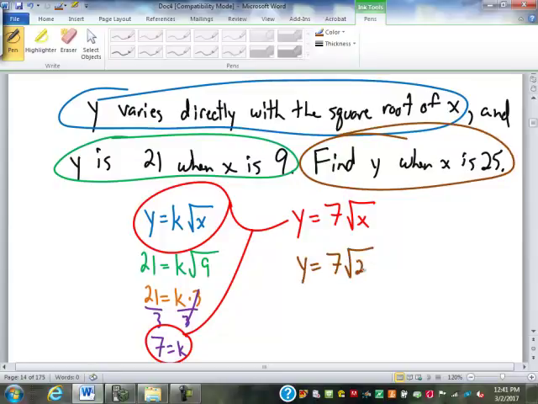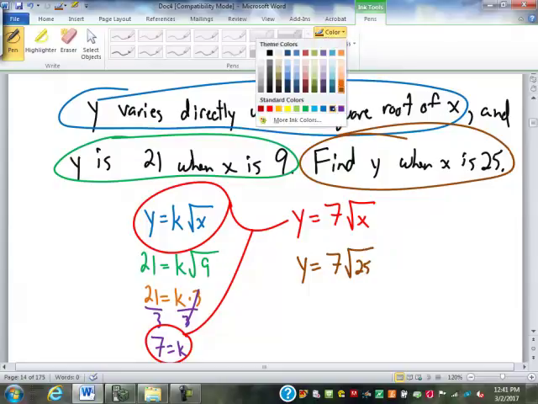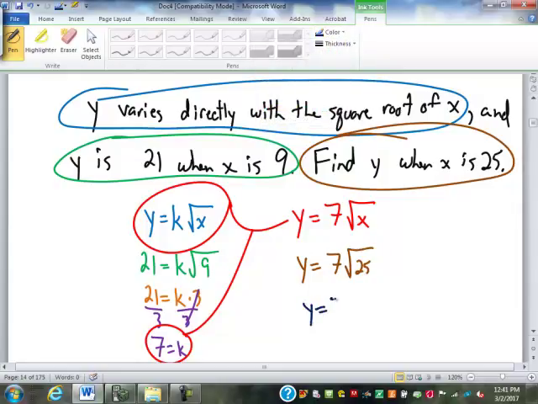Well, we put 25 in where the x is. So it's 7 times, what's the square root of 25? 5. So 7 times 5 is 35. Y would equal 35. Make sense?